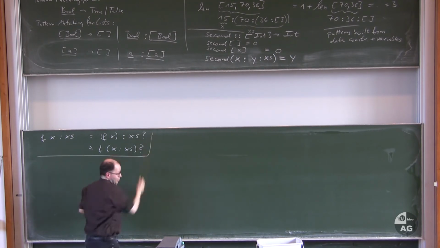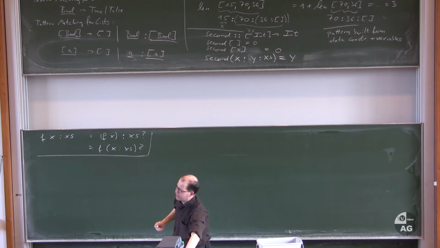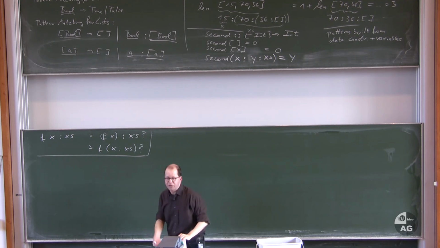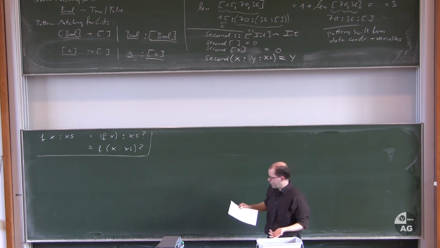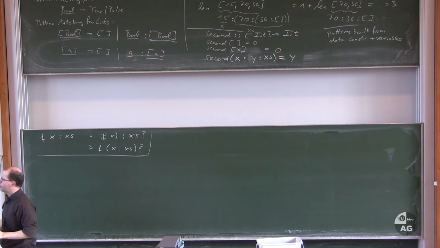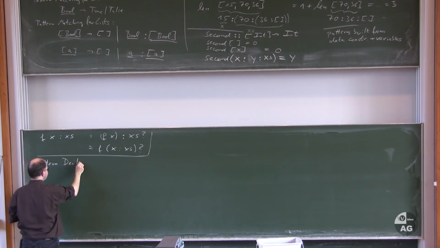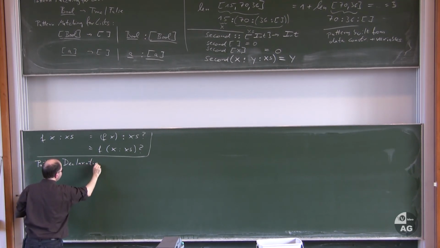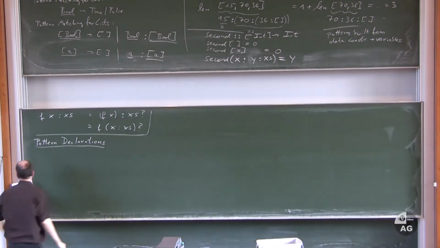OK, so we have introduced the concept that you can declare functions, but of course you can also declare constants. So you can also declare functions with no arguments. And if you do that, you can even declare a bit more complicated things. You can declare whole patterns. So instead of function declarations, one also allows pattern declarations. And that's not something very complicated, but just to show you that this is allowed.